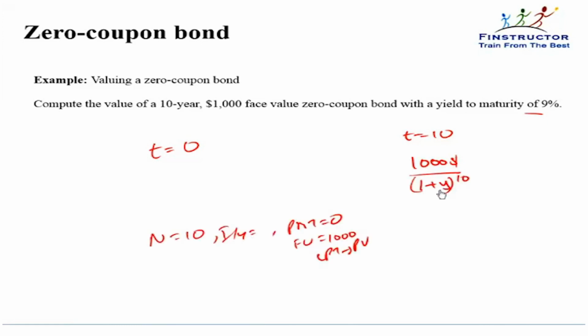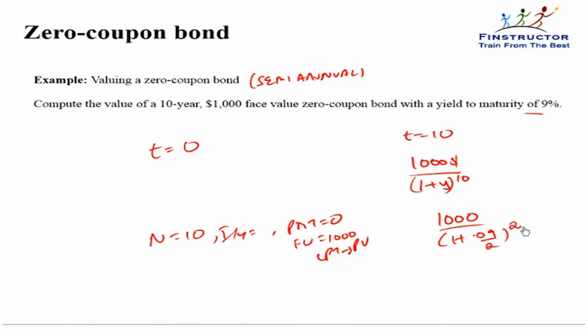Please note that since no information about compounding is given, in questions on bonds, unless otherwise mentioned, we will always assume the compounding to be semi-annual. So since we don't have an annual rate, we will discount it by the semi-annually compounded rate of 9%. Hence, the value of the bond would be 1000 upon 1 plus 0.09 divided by 2, that is 9% divided by 2.